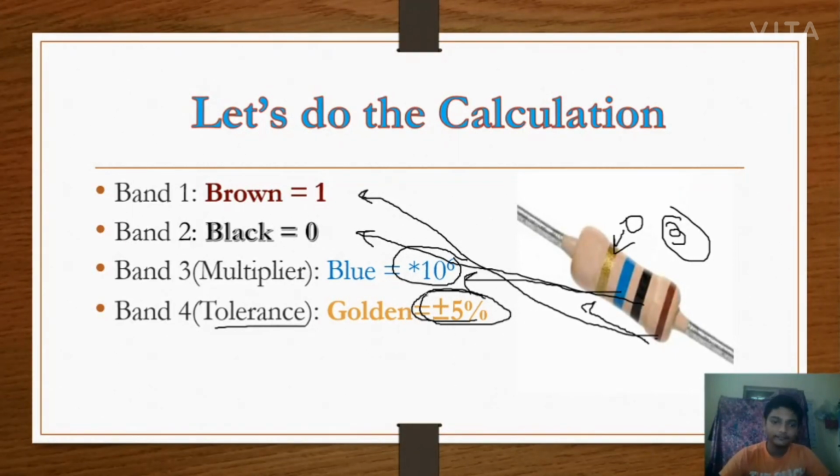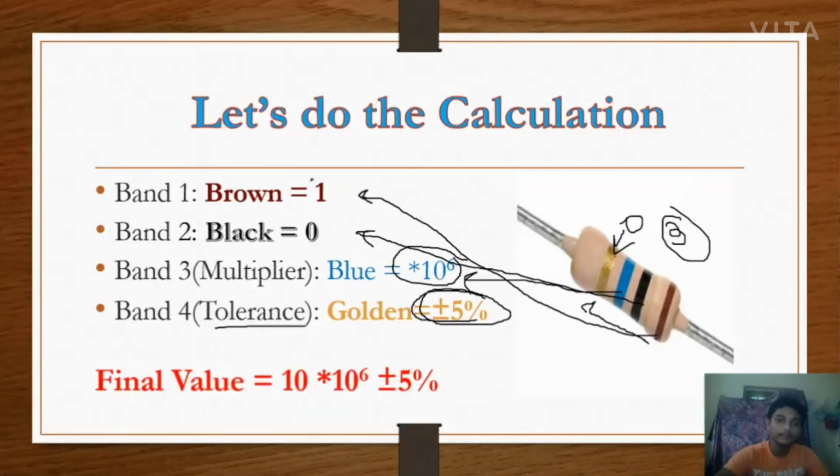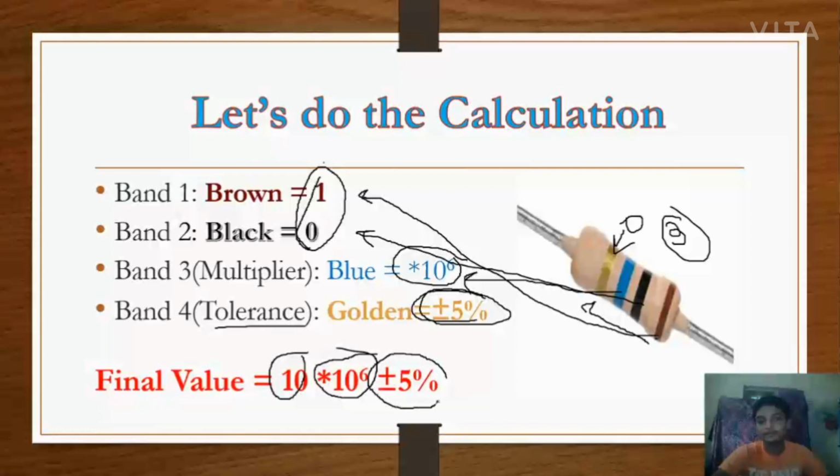Now let us calculate the final result. The band 1 and band 2 value will sit as it is, 1 then 0, 10. It will be multiplied with the multiplier, 10 to the power 6, and then the tolerance will sit as it is, plus minus 5%, and the unit will be ohm. It is very, very simple. Only you have to remember that table.